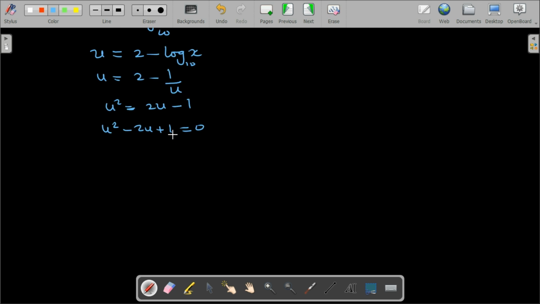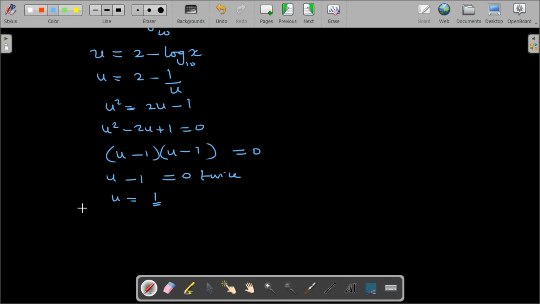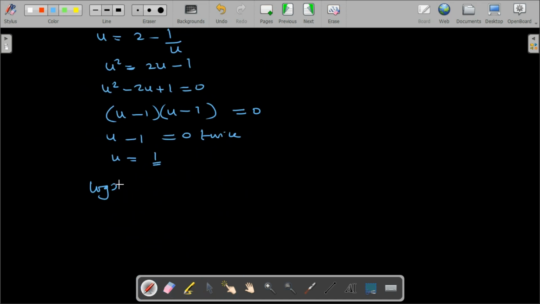If we factorize this, the factors are minus 1 twice. So from here, u minus 1 equals 0 twice, which implies that u is equal to 1. Now, our target is to calculate x. Then we go back to this assumption. Logarithm of x is the inverse of u, 1 over u, to base 10. Now we have gotten u to be 1. So we have logarithm of x to base 10 is 1 over 1.